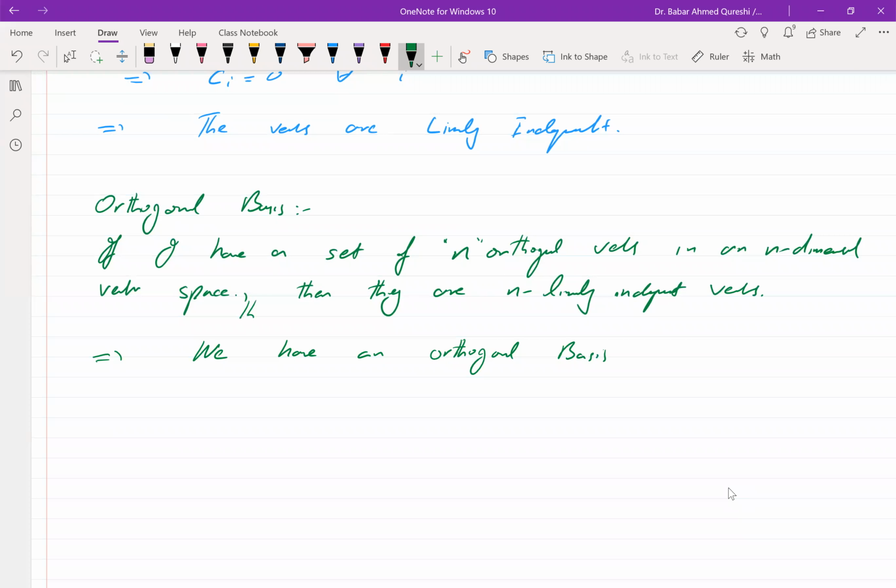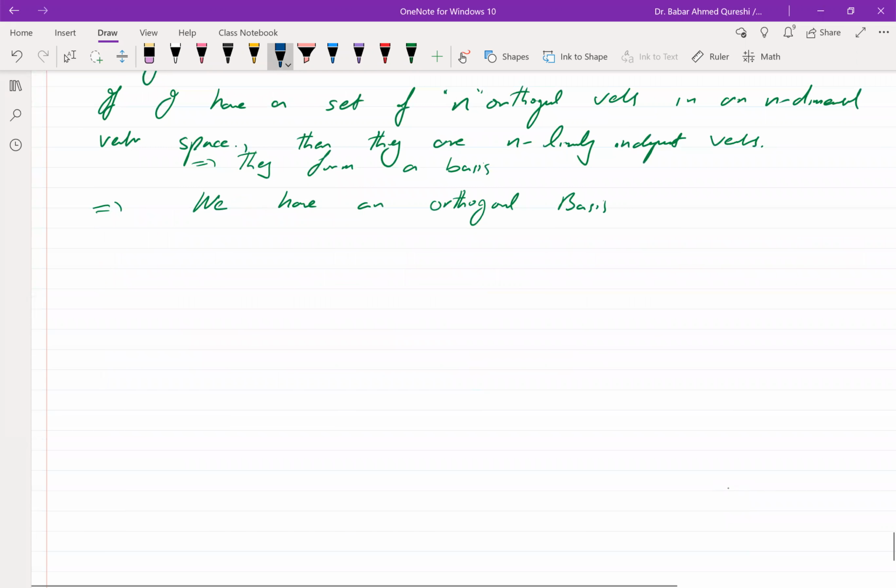They form a basis. And we have an orthogonal basis. What's an orthogonal basis? It's a basis, and each vector in it is orthogonal to the others. So, for example, let's take an example.